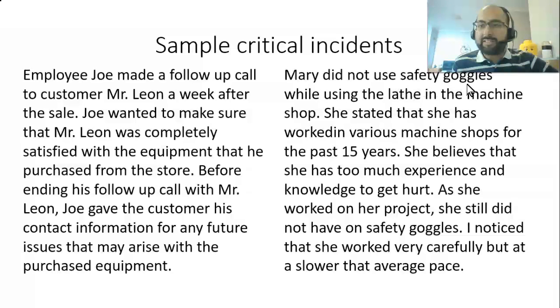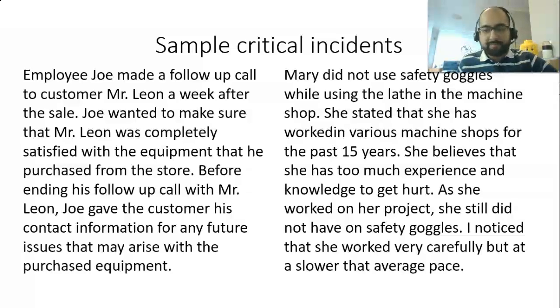So here we have Mary did not use safety goggles while using the lathe in the machine shop. She stated that she has worked in various machine shops for the past 15 years and believes that she has too much experience and knowledge to get hurt. And to be fair, as she worked on her project, she still did not have on her safety goggles. She worked very carefully, however, at a slower than average pace. So this is a suboptimal, generally bad critical incident where not following safety guidelines leads to generally lower quality work as well as risk.